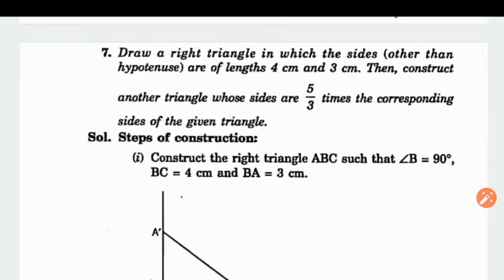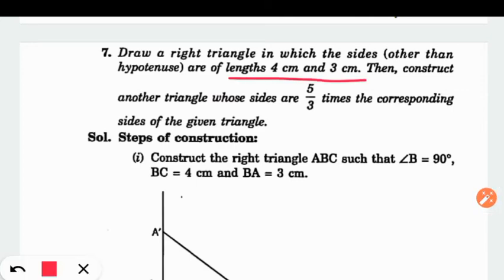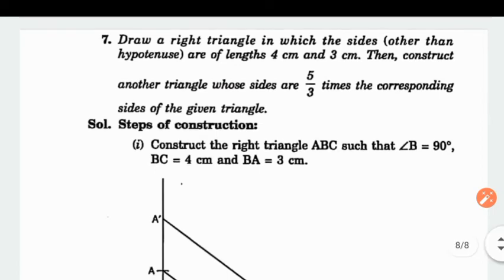Draw a right angle triangle in which the sides other than hypotenuse are given, that means perpendicular and base are given, 4 centimeter, 3 centimeter. Then construct another triangle whose sides are 5 by 3 times the corresponding sides of the given triangle. So here we are required to draw what? We are required to draw a right angle triangle.